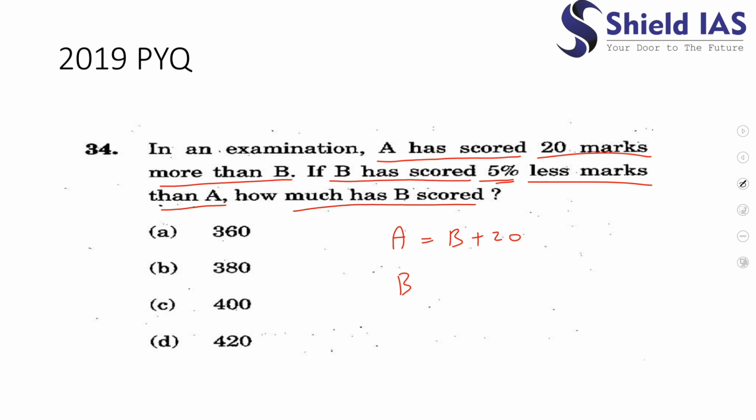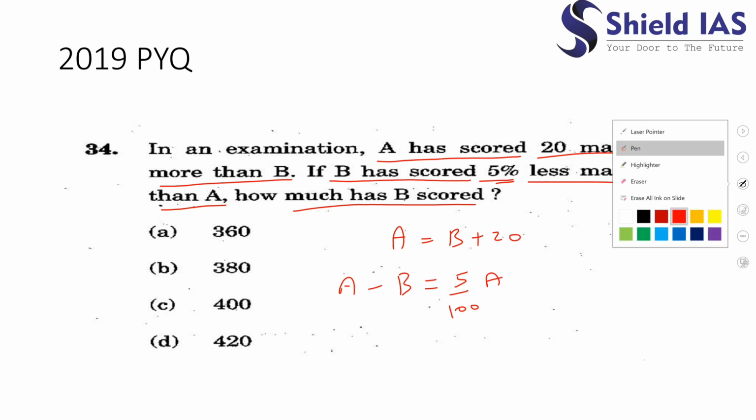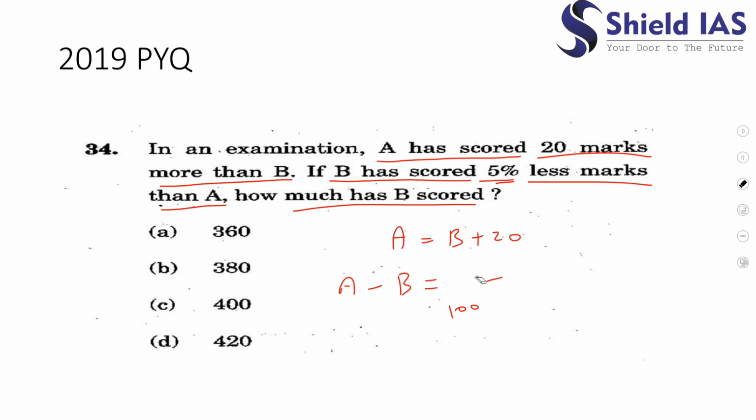So how can you say B is what? 5% less marks than A. So if you minus A minus B, it would be 5% less. Or let us do it another way. Let's not do this question this way. Let's do it in a simpler manner.